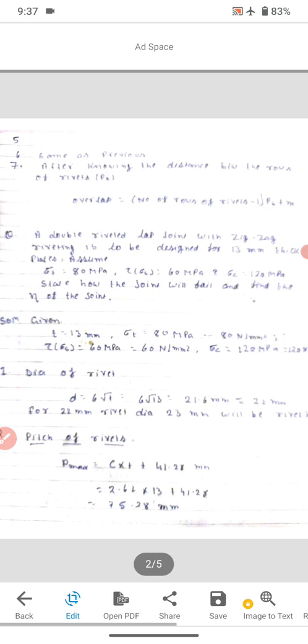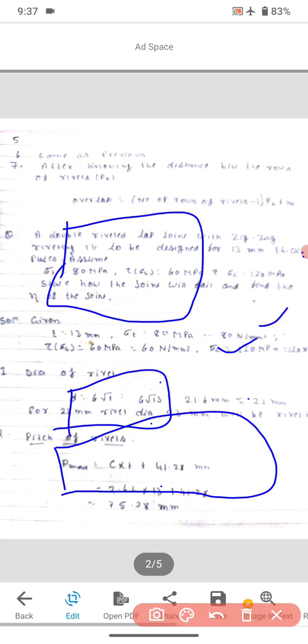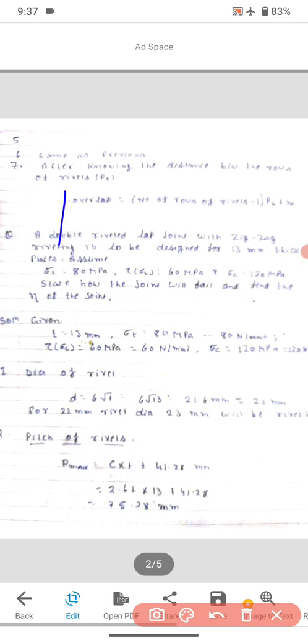Lastly, overlap. We had not discussed any overlap in the last video. So the overlap will be the number of rows of rivets minus 1, and the whole multiplied by pb, plus margin.